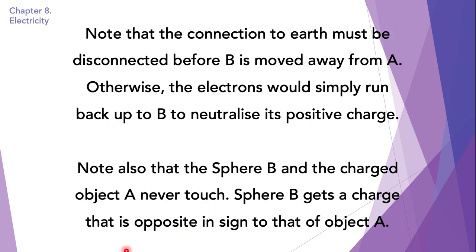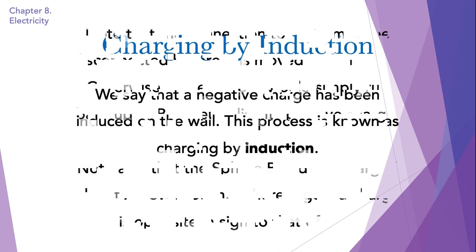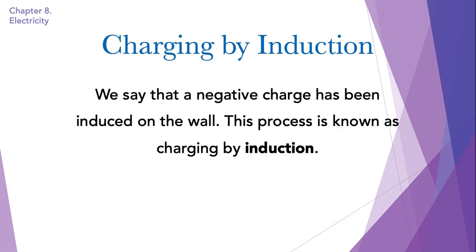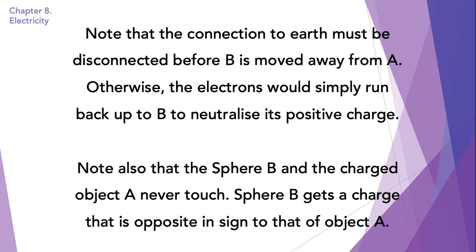Also, the sphere B and the charged object A never touch. Sphere B gets a charge that is opposite in sign to that of object A. So this is how charging by induction takes place in metals as well, and in different objects. So I hope you have understood charging by induction. It is, as you can see, very interesting and easy to understand. This was negative and positive charges and charging by induction and friction.